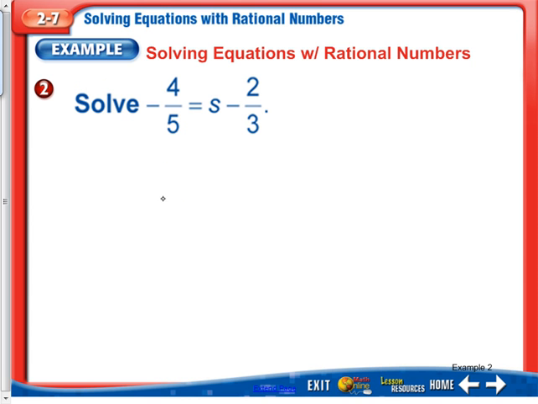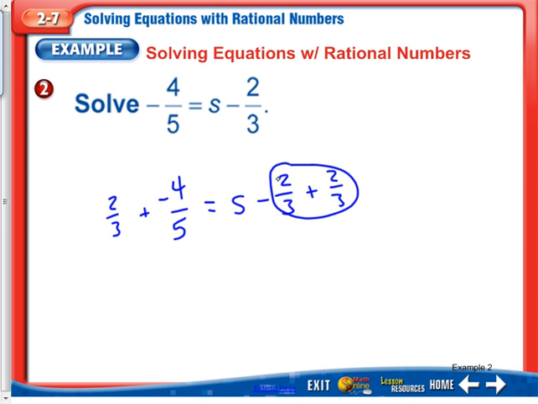All right, now I'm going to need to copy this down because I'm going to need more room here. So negative 4/5 equals s minus 2/3. When I'm doing fractions, sometimes it just makes it easier if I add on the side here because we have fractions. So I'm going to add 2/3 to both sides. This here is going to cancel off and be 0, so we have s is equal to.